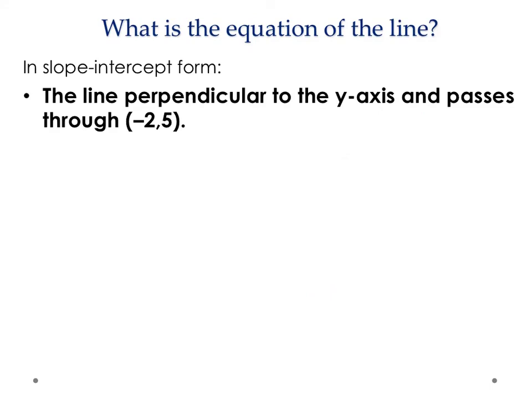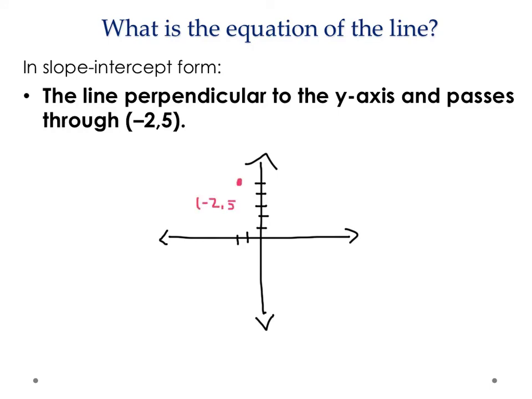So now I want a line that is going to be perpendicular to the y-axis, and it's going to go through the point negative 2,5. So here's the point negative 2,5. And if I am perpendicular with the y-axis, that must mean that I intersect it and create this 90-degree angle here, so I must look like this line.